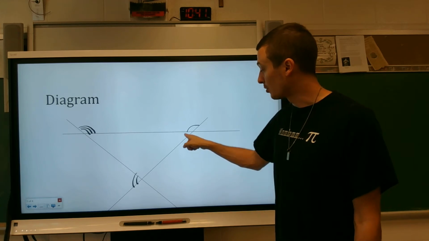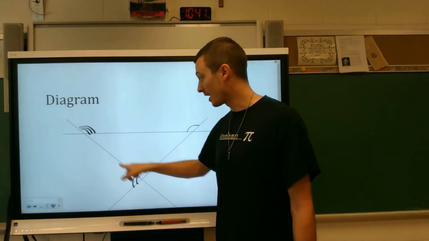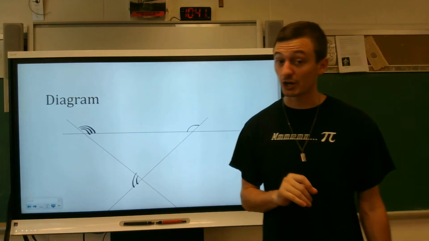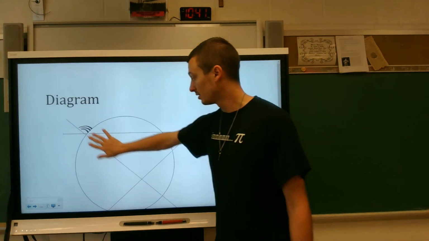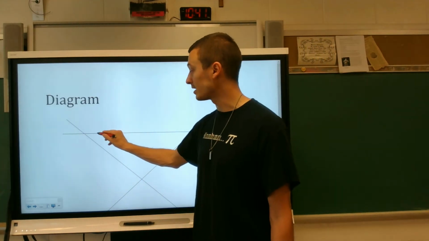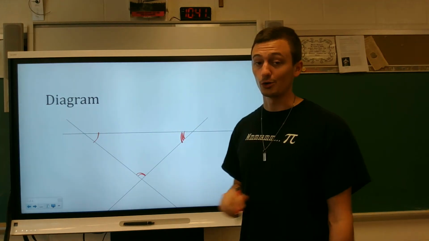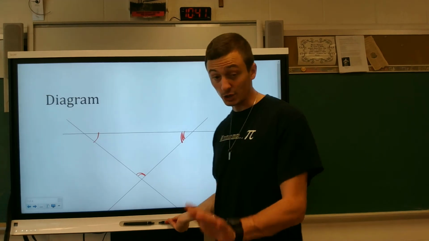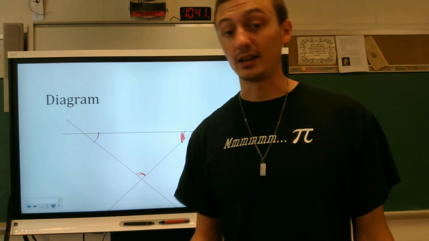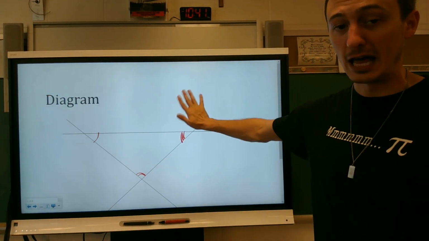Freebie. So the measure of this angle plus the measure of that angle plus the measure of that angle, the interior angles, which I don't have marked, is always going to be 180 degrees. This angle plus that angle plus that angle always equals 180 degrees. Any triangle, always in Euclidean flat geometry.